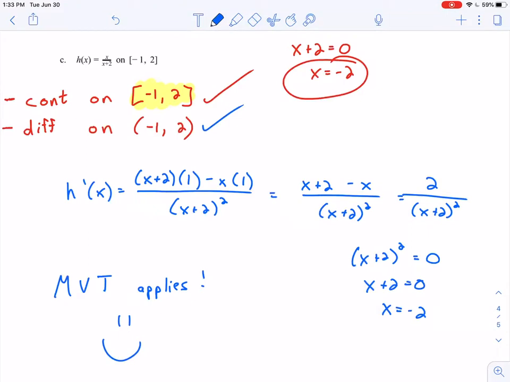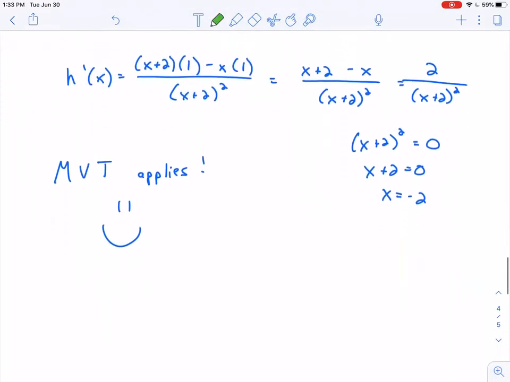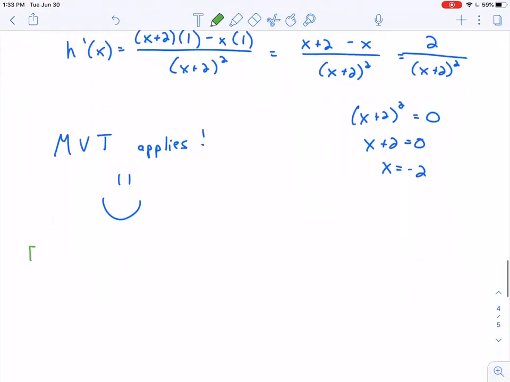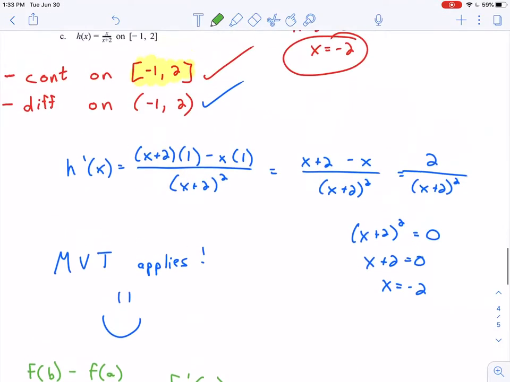So okay, what does the mean value theorem say? The mean value theorem says there are some points where the average rate of change, f of b minus f of a over b minus a, is equal to the instantaneous rate of change. So I'm going to go ahead and find the average rate of change first, set that equal to the derivative, and then I'll have an equation which I can solve.